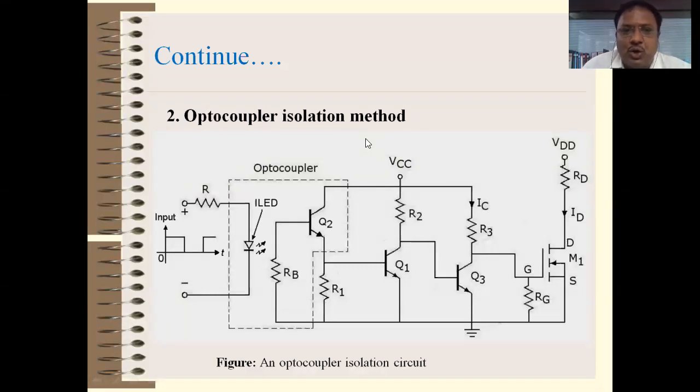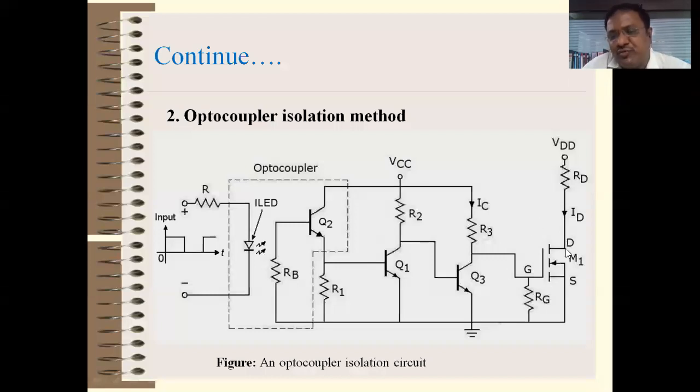Once transistor Q1 turns on, the voltage at the collector of transistor Q1 is equal to 0. Ideally 0. Practically it is VCE saturation. It may be 0.1 or 0.2 volt. So this voltage is applied to transistor Q3, and because of this low voltage, transistor Q3 remains off. If transistor Q3 is off, the voltage at the collector of transistor Q3 is equal to VCC, right? So this voltage is directly applied to the base or gate of the MOSFET, and the MOSFET turns on.